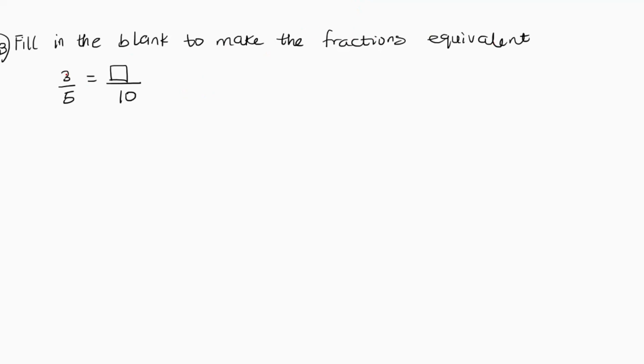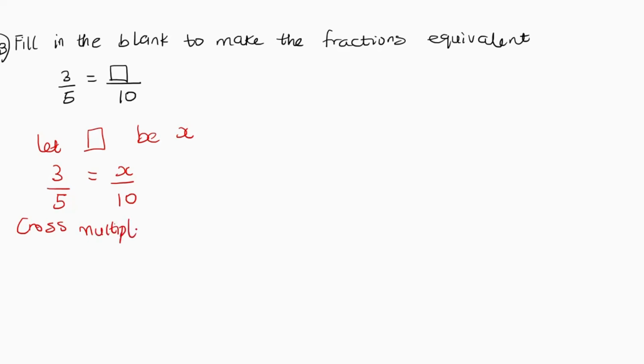Now we have 3 over 5 equals this over 10. So we are looking for this particular blank space. The first thing we want to do is say, let the blank space be x. So let's label this as x. So this can be written as 3 over 5 is equal to x over 10.